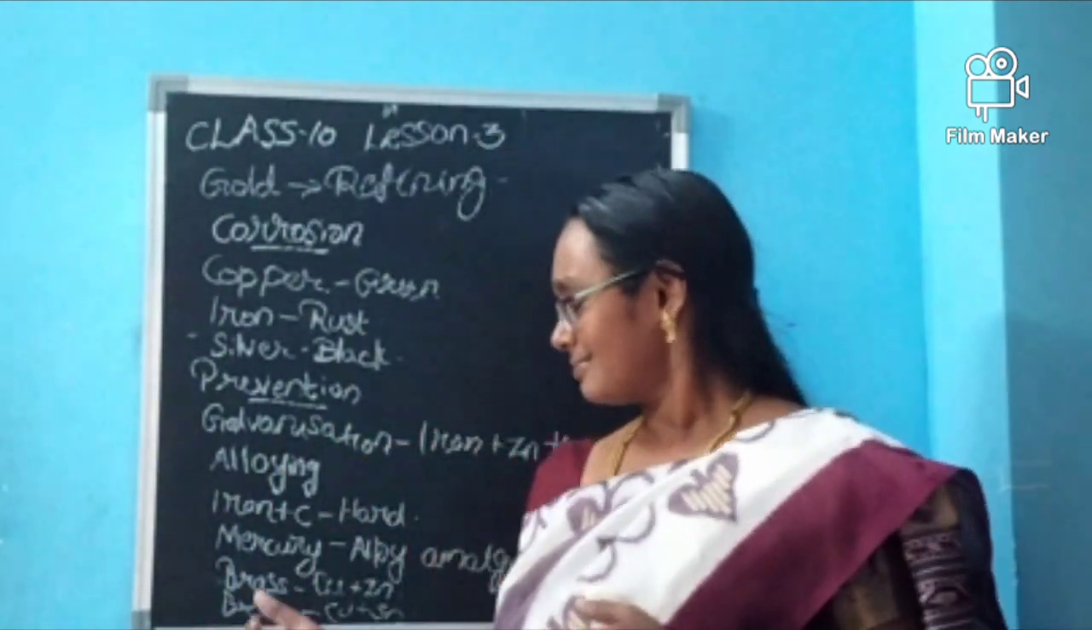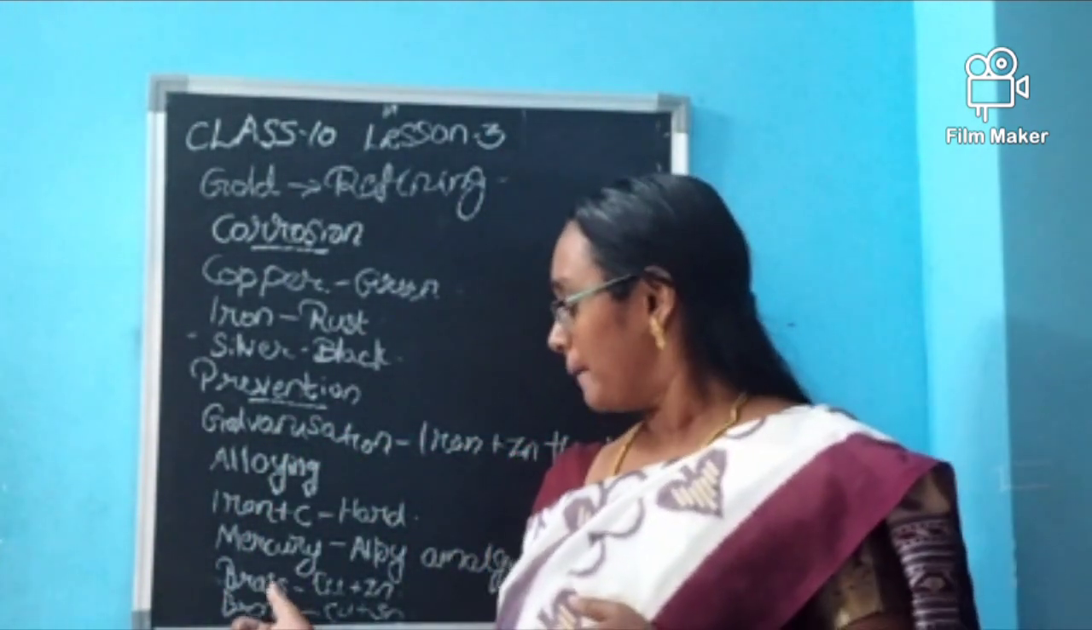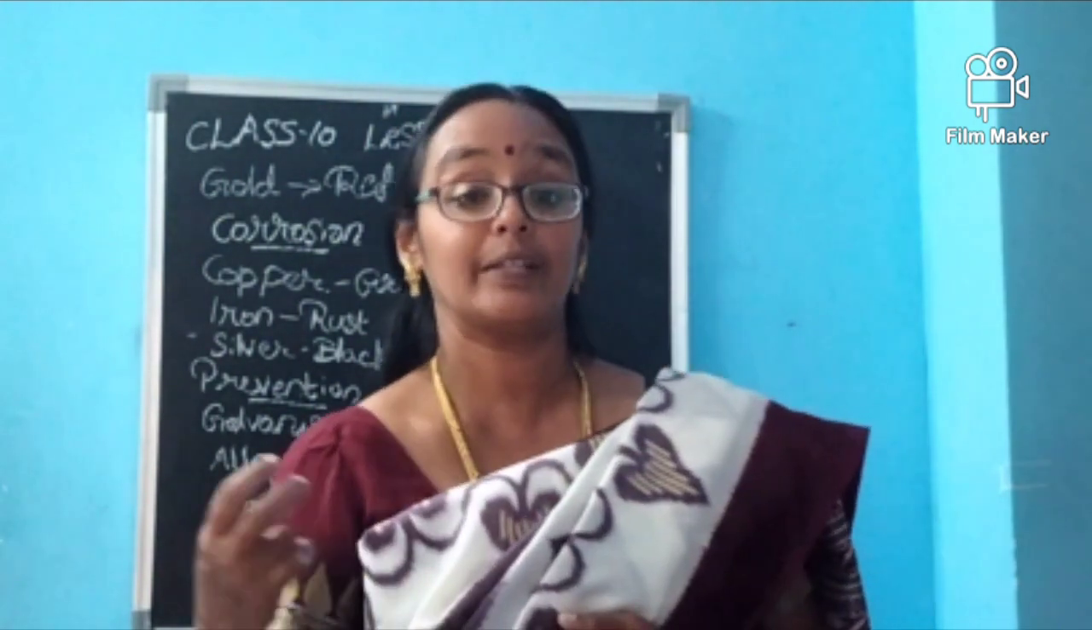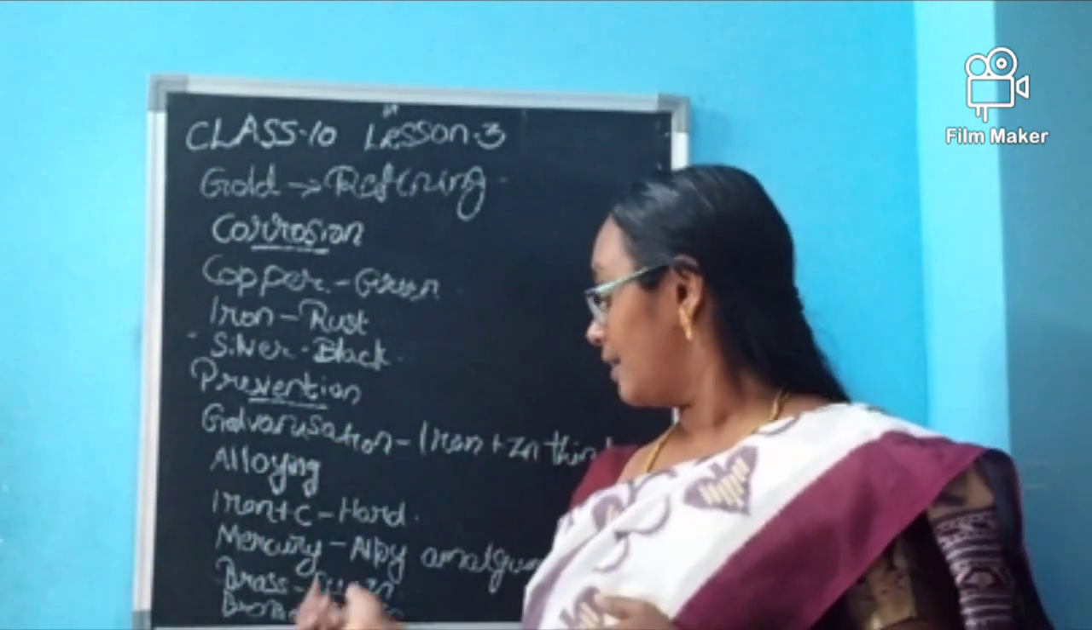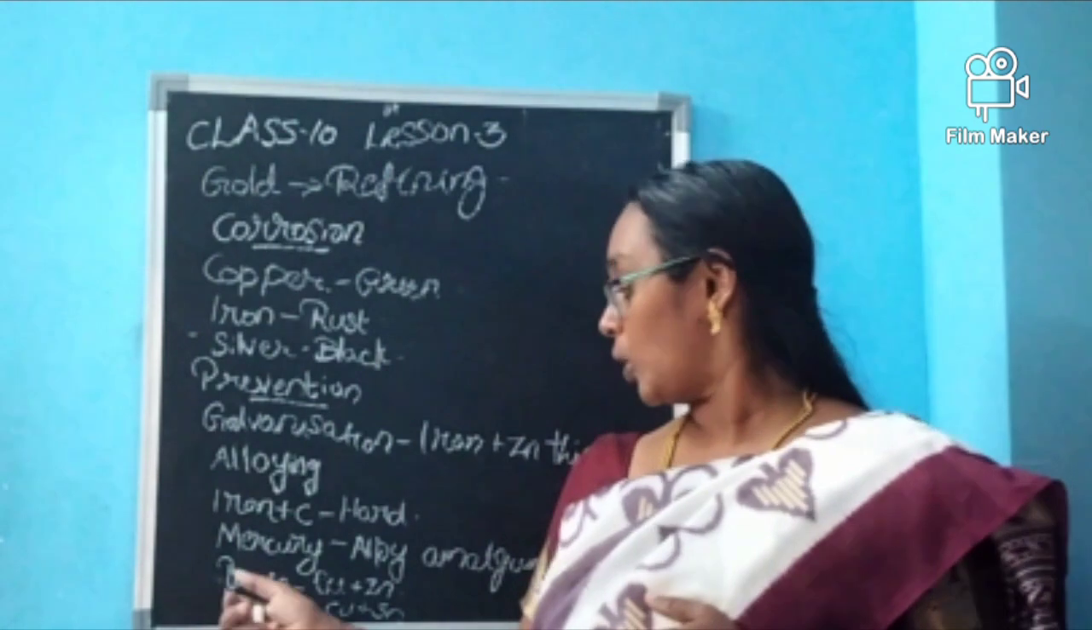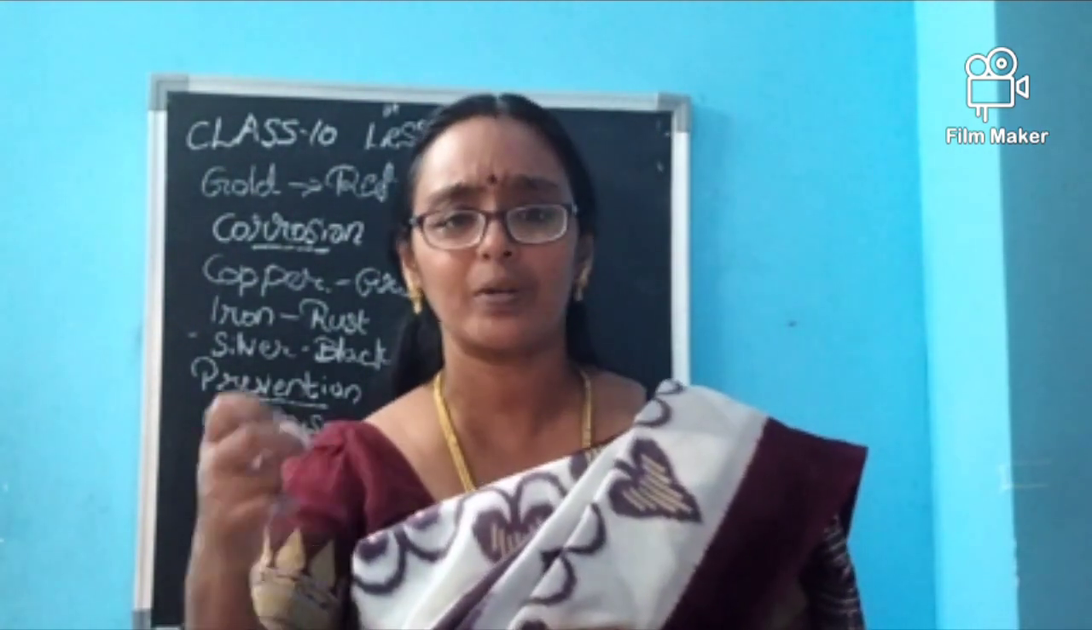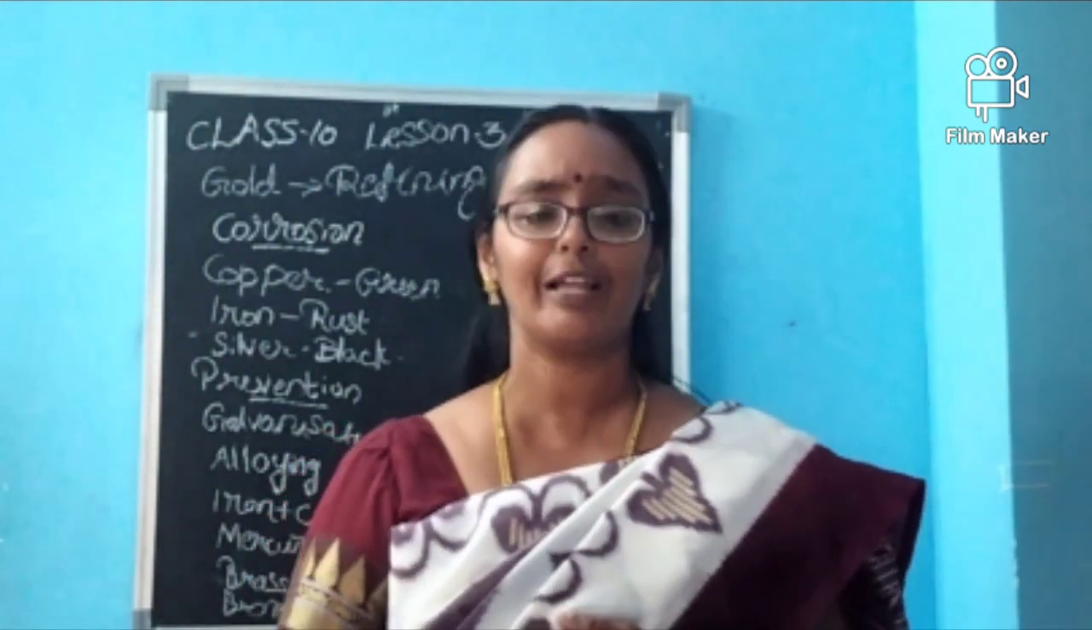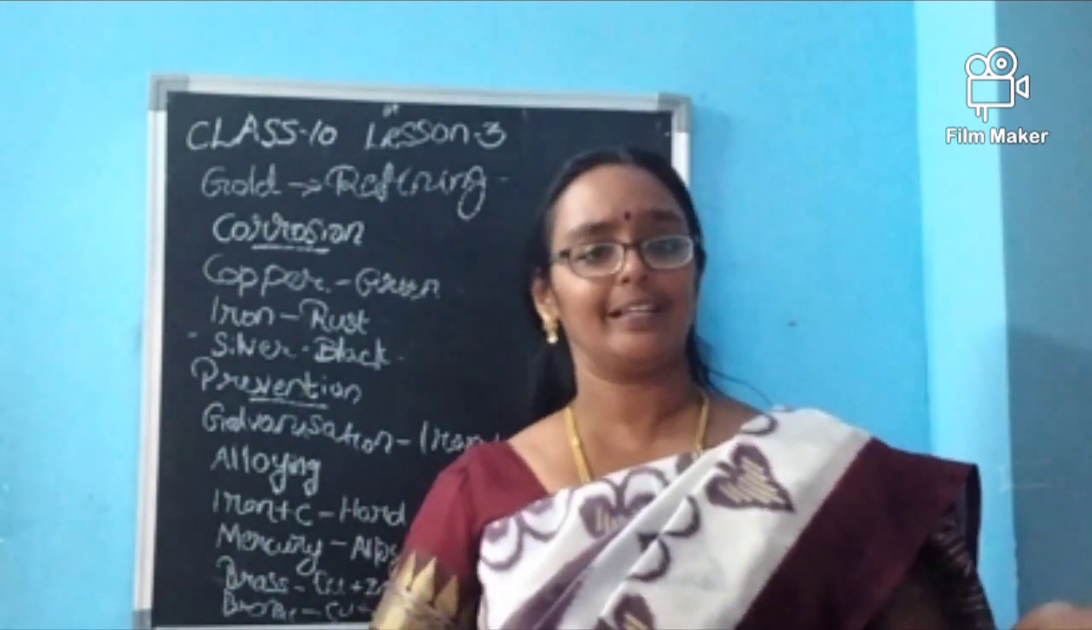Okay, dears, you have to learn something. Brass, what is the alloy? It is made of copper and zinc. Then bronze is copper and tin, like that. All these alloys you have to learn. It will help you. Now we are finishing the lesson.